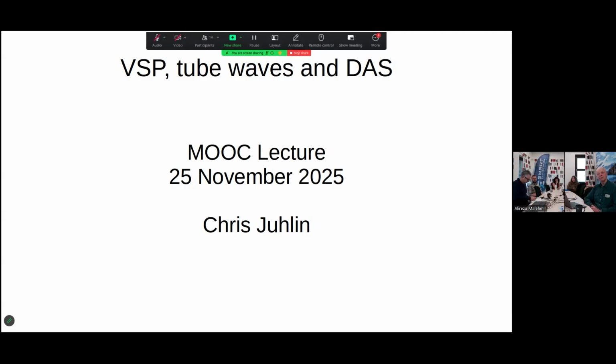We've often thought of using fiber optic cables in boreholes, lowering them down and getting data very cheaply and very quickly. But we pay a price for this, and that is we often record tube waves instead of maybe the body waves that we're after. But we can also use the tube waves themselves to investigate the nature of the rock surrounding the borehole, which I'll show in this presentation.